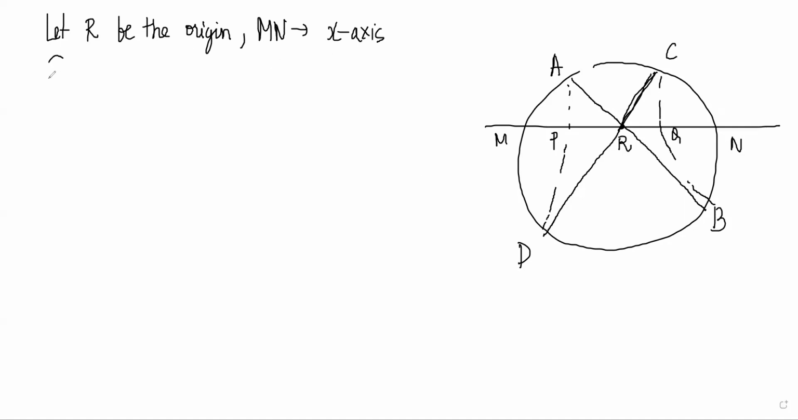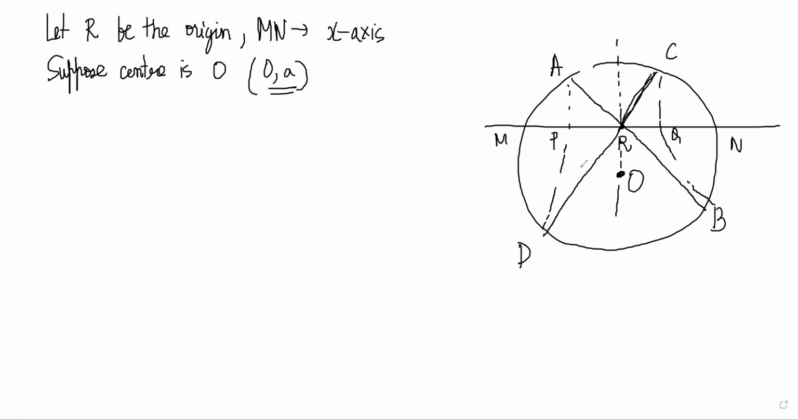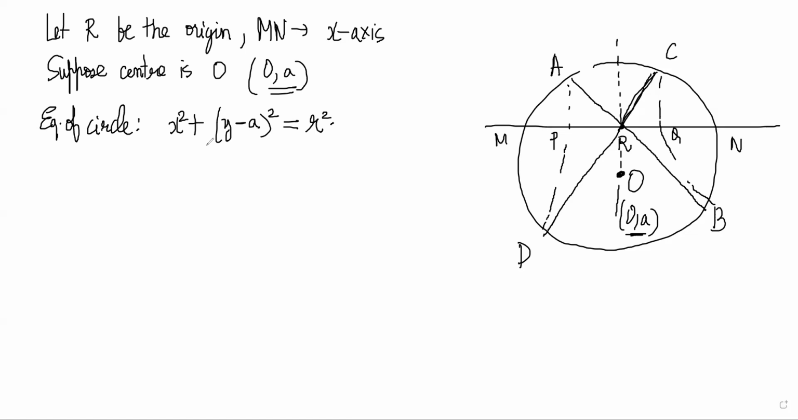Suppose the center of the circle will be, obviously, on this line. The center is O, and O is given by the coordinates (0, a). A could be negative, right? The equation of the circle will be x squared plus (y minus a) whole squared equals r squared. This is the equation of my circle.